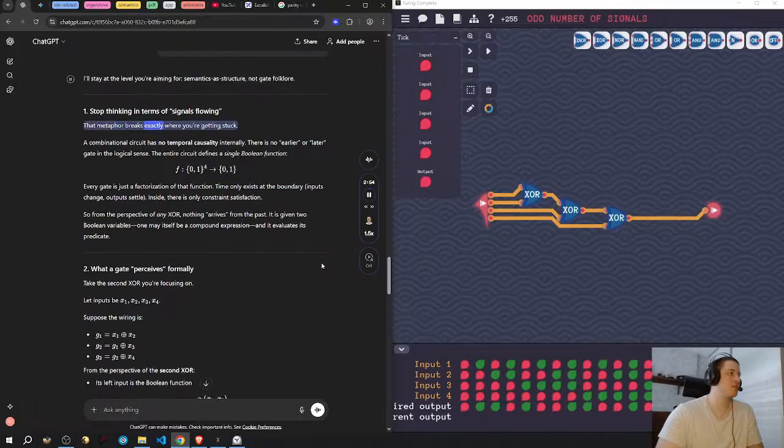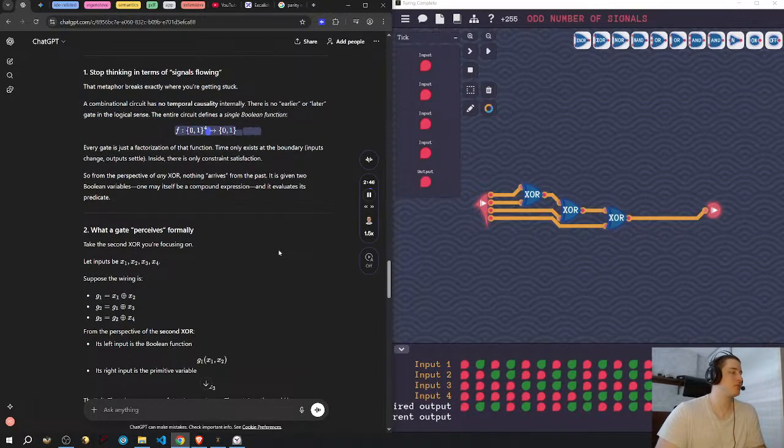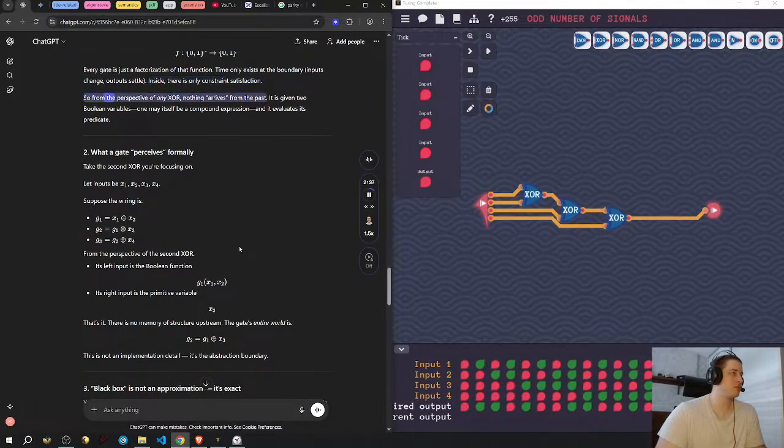That metaphor breaks exactly where you're getting stuck. A combinational circuit has no temporal causality internally. There is no earlier or later gate in the logical sense. The entire circuit defines a single Boolean function, f: {0,1}^n → {0,1}. Every gate is just a factorization of that function. Time only exists at the boundary: inputs change, outputs settle. Inside, there is only constraint satisfaction. So from the perspective of any XOR, nothing arrives from the past. It is given two Boolean variables, one of which may itself be a compound expression, and it evaluates its predicate.